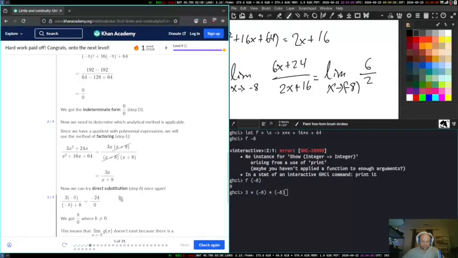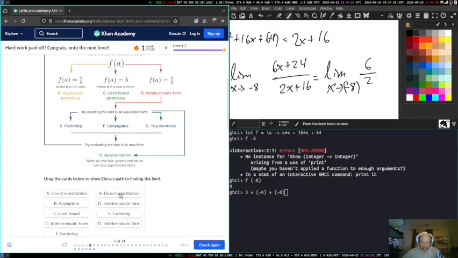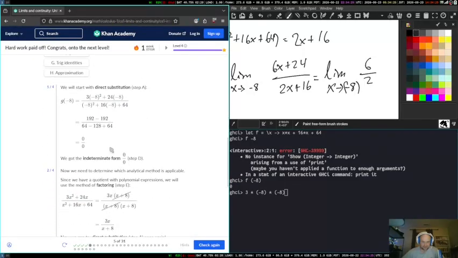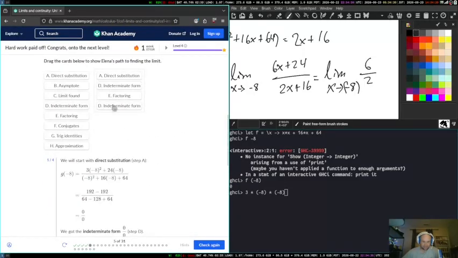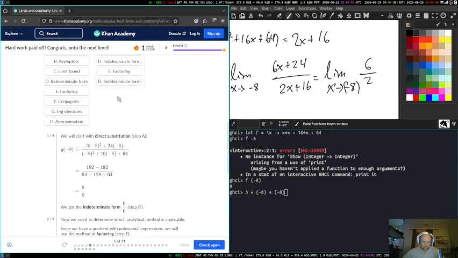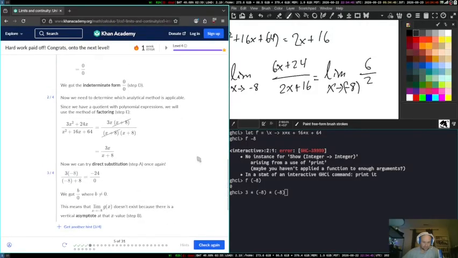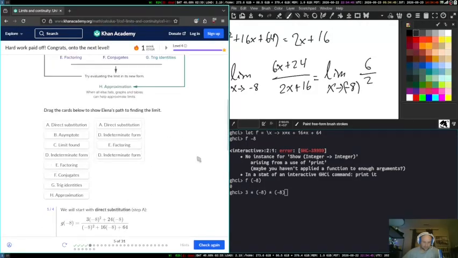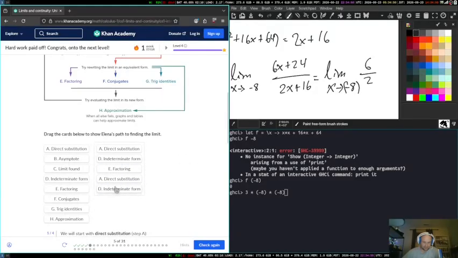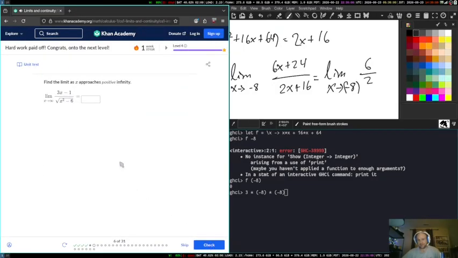Okay, so we do factoring. We tried direct substitution, then we got an indeterminate form, then we factor it. Okay, and then we do direct substitution again. We didn't get an indeterminate form, we got an asymptote. That flowchart's silly, but I understand why they're doing it.